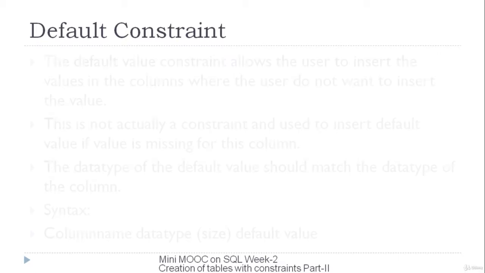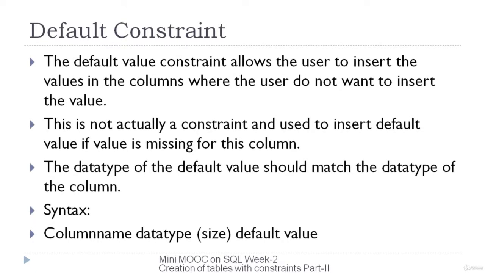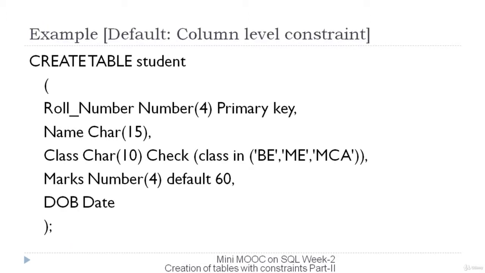Now let us consider the last constraint, default. It is used to assign a default value to a column. It is not actually a constraint. It is important to note that the data type of the default value should match the data type of the column, and its syntax is column name, data type, size, default value. Let us apply a default value to the marks column of a student table. Here we have assigned a default value 60 to the marks column of the student table.